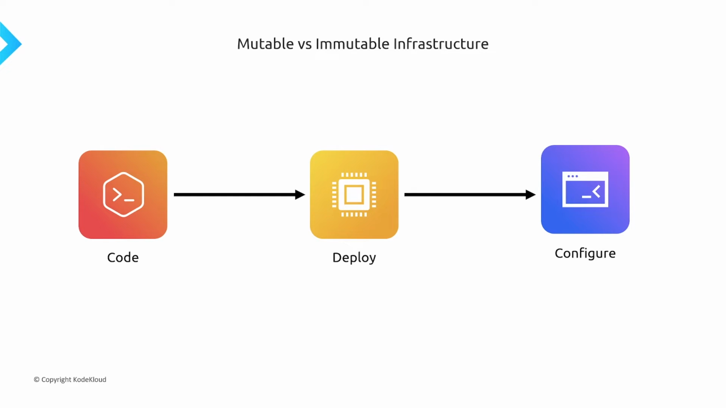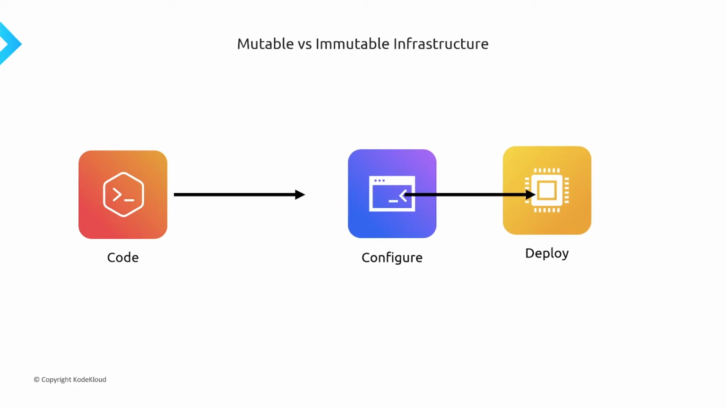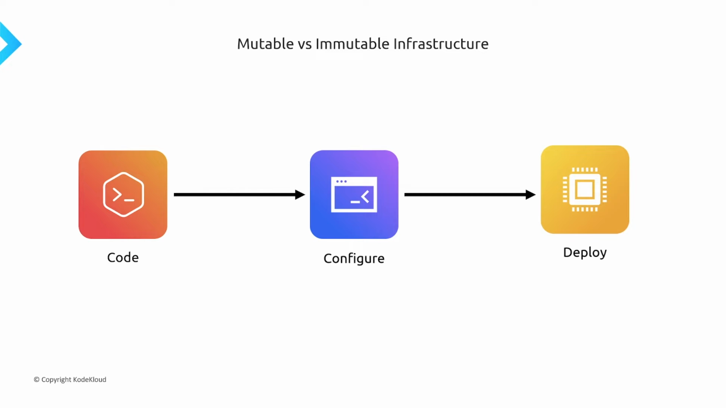Now, when we start to move towards an immutable infrastructure, what's going to happen is we're going to swap these two. So what we're going to do is create the code, then configure the server, and then deploy the server. Now, you might be thinking, well, this doesn't exactly make sense. How do we configure a server before we deploy it? We have to deploy it so that we can actually connect to it and then make the changes.